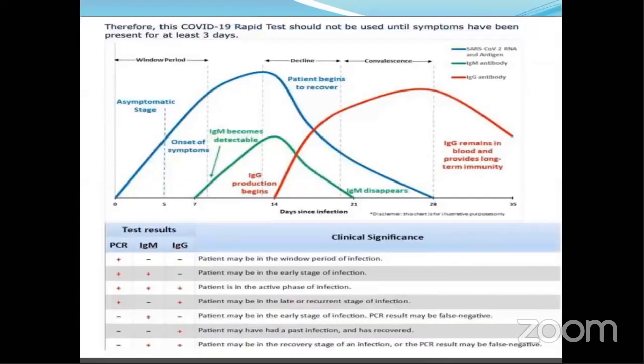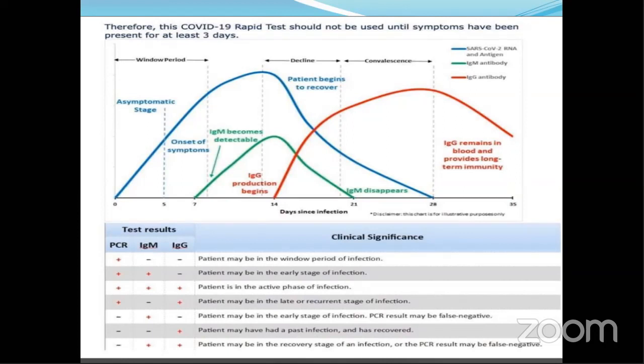Next, as you can see from this, the antibodies IgM and IgG: the IgM will be in the acute phase and will disappear from 21 days. And the IgG will start from 14 days, and the maximum titer will be on the 28th day. So the PCR will be negative, the IgM will be negative, and the IgG titer will be high in 28 days.